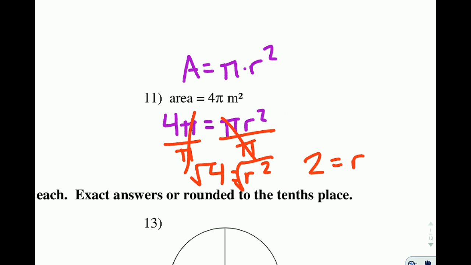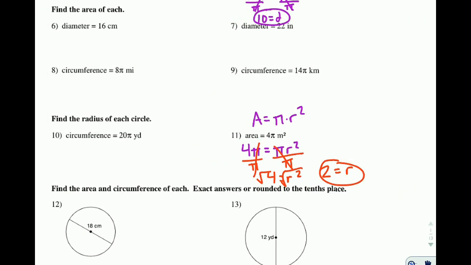Now you might be thinking, well, it could be negative 2. Well, when you're dealing with geometry and side lengths, negative 2 is not a possible value for a radius. It has to be a positive number. So 2 would be our answer. The rest of these, you are on your own. Good luck.